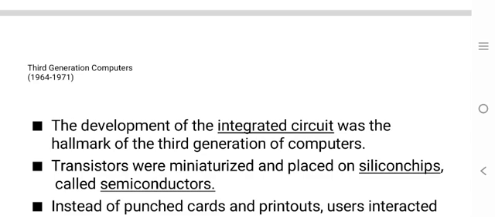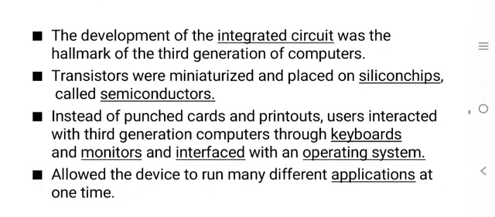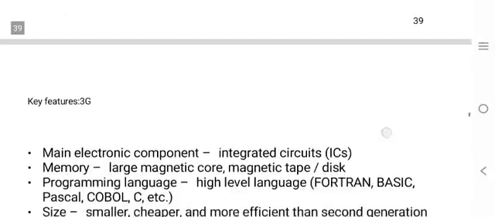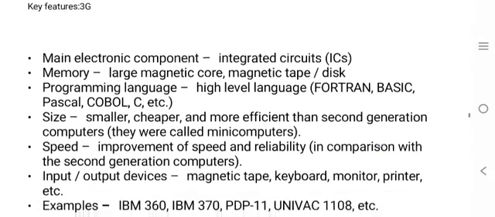The third generation introduced the integrated circuit, allowing faster processing and smaller size. Here the integrated circuit replaced the transistor. Many transistors are placed on a silicon chip, so it is called a semiconductor. Instead of punch cards and printouts, the user interacts with the third generation computer through keyboards, monitors, and an interface with the operating system. These are the main key features of the third generation.